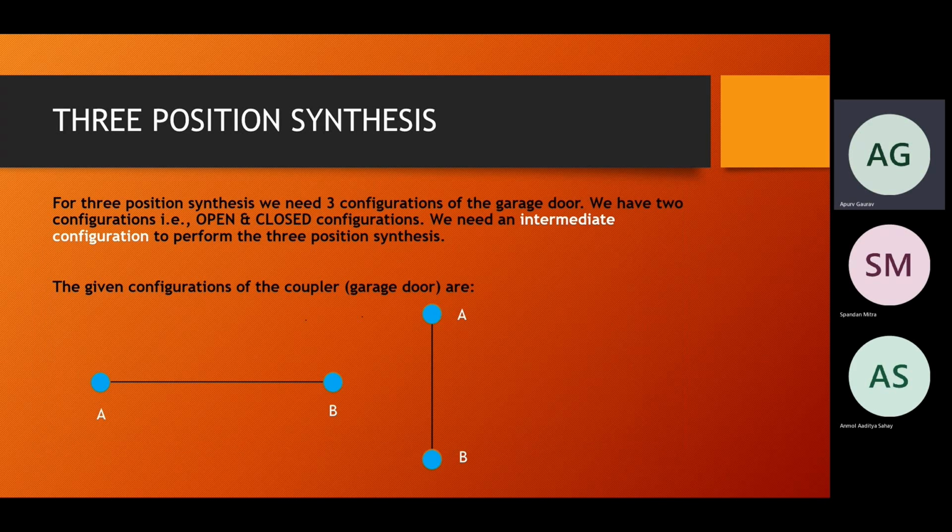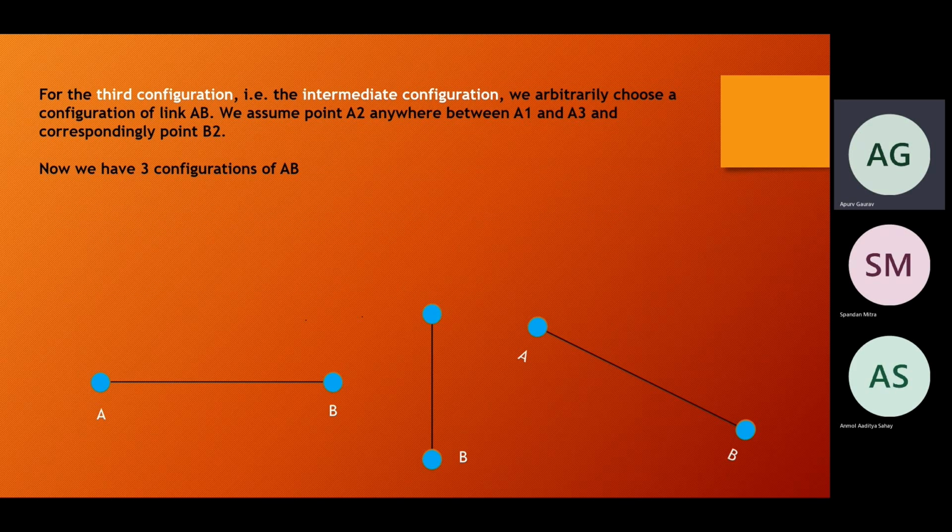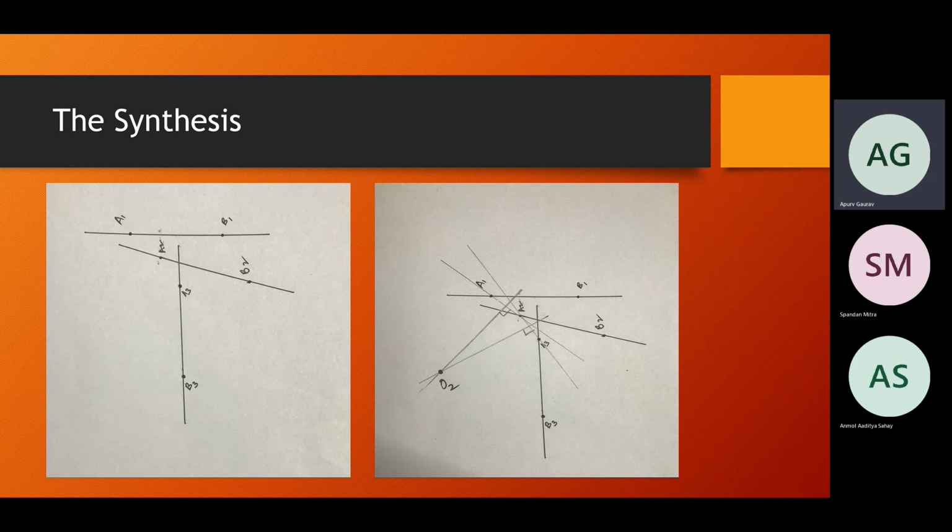For a three-position synthesis, we need three configurations, but we have only two, so we have to arbitrarily assume an intermediate configuration to get the third configuration for position synthesis. So for the third configuration, we arbitrarily choose one between the first and second configuration. Now we have three configurations as shown on the screen. So the synthesis process looks like this: we have three configurations, three points A1, A2, A3, and similarly B1, B2, B3.